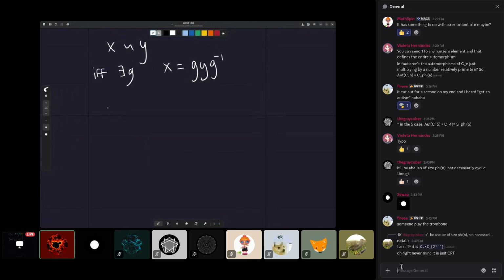So S4, what are the conjugacy classes? Someone must know, so say it. In symmetric groups, there's a nice characterization of conjugacy classes. Who knows what that is? Is it like the cycle types? That's right. Yes, exactly.